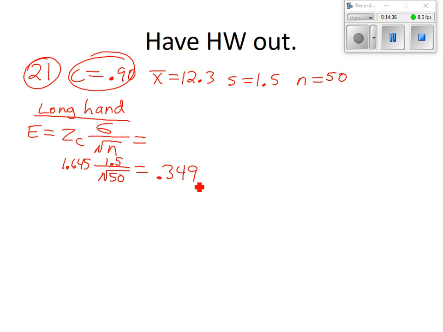Now, to find what mu has to fall between, for those of you who are still little kids, we're using the alligator mouth here. To find what mu is, all we do on this side, we take x bar minus our E. On this side, we take x bar plus E. X bar is 12.3. Somebody help me out. What's 12.3 minus 0.349?